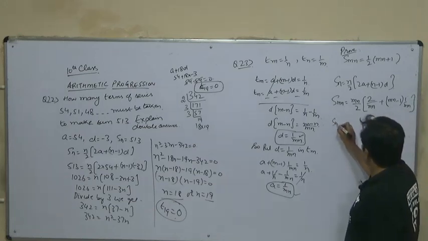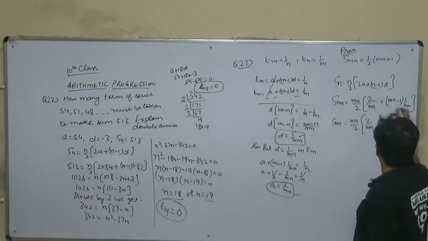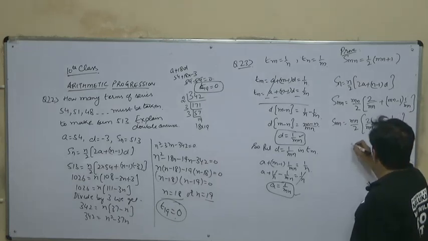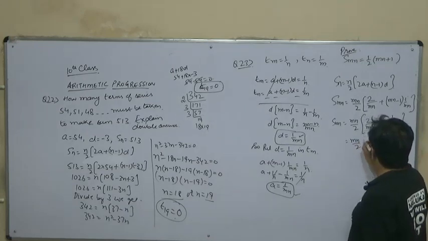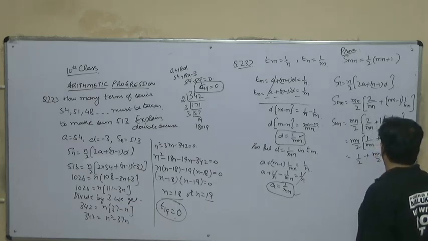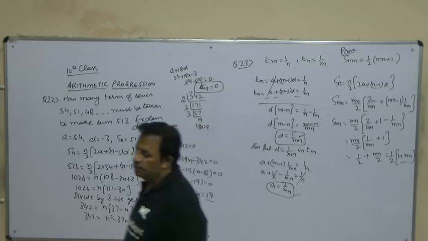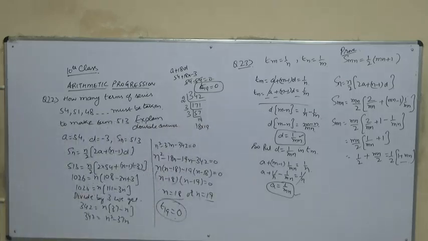So this will be Smn is equal to mn upon 2, 2 upon mn, this will be plus mn minus 1 into 1 upon mn. So this will be here mn upon 2, so this will be 1 upon mn plus 1, so this will be equal to 1 by 2 plus mn by 2. So if we take half common from here, 1 plus mn, this will be your required answer. So this we want to prove, that sum of mn terms is given by half 1 plus mn or mn plus 1.